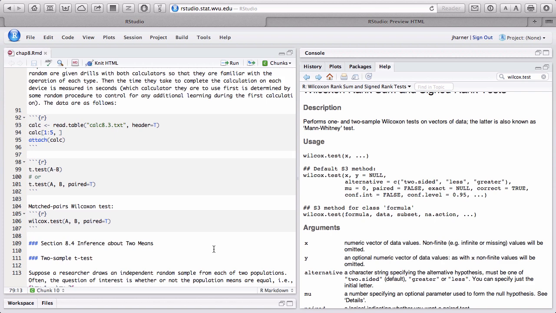If we don't say paired equals true, what happens? It treats it as a two-sample test with A the first sample and B the second sample. So if we give A and B, and they really are paired, then we just have to say paired equals true, because by default it's false. I just want to point out that the non-parametric tests in R exactly mimic the parametric t-test. So you have t.test with those arguments, or I could say wilcox.test with A, B, paired equals true. Looks identical.